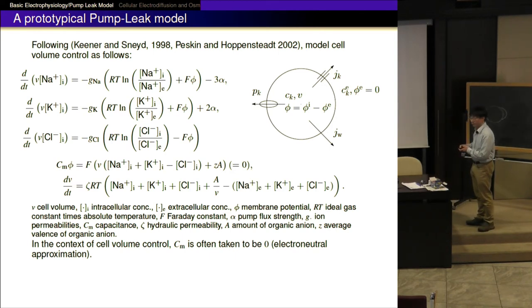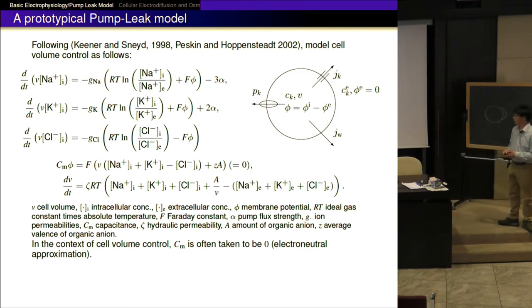Now, so that we know what we're doing, the extracellular concentrations of sodium, potassium, and chloride are fixed. So there are five unknowns we have here: volume, sodium, potassium, chloride, and the voltage. And we have five equations and five unknowns, so presumably we can solve this system.